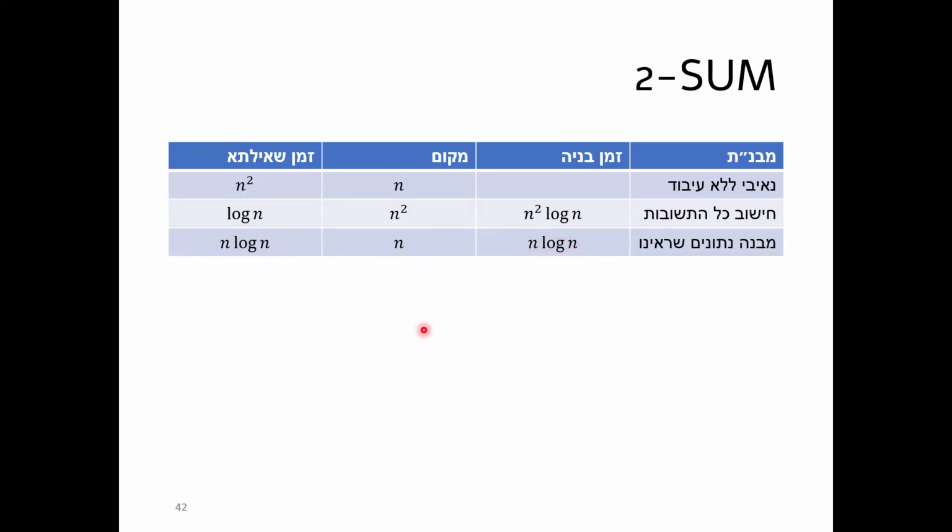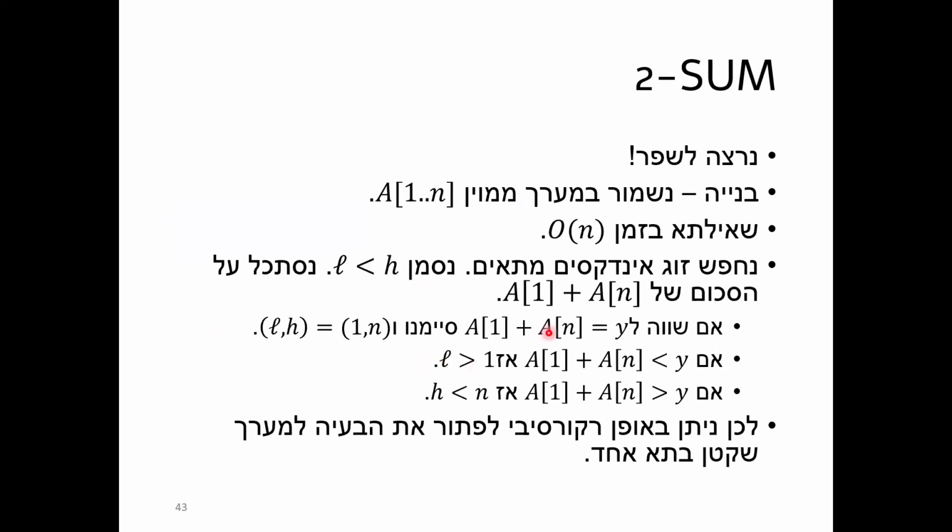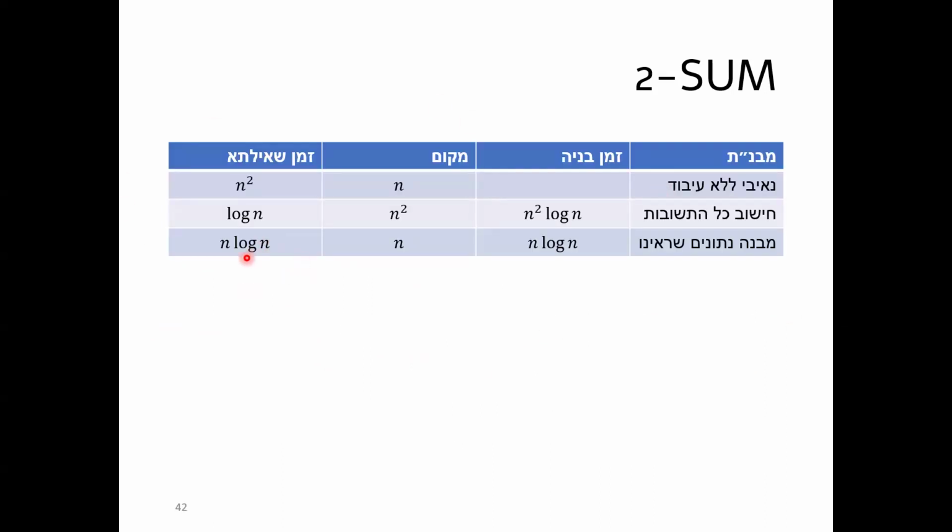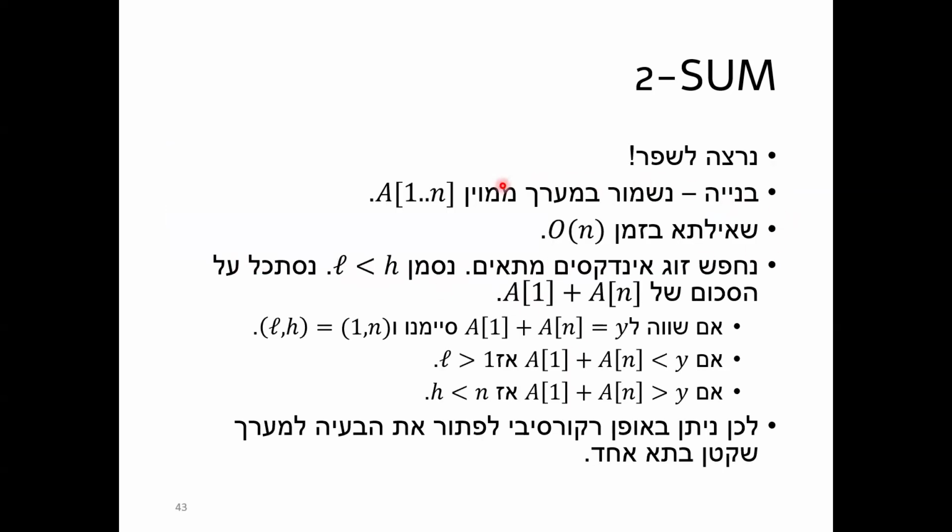We'll see that I added another row to the table at the end. But let's try to make this query time a little bit better, to O of n. So we're going to do the same thing: sort the array. But now we're going to do the query in O of n. How? We're not going to use binary search because it's a little inefficient. We're going to find two indexes whose elements sum to the y we're looking for.